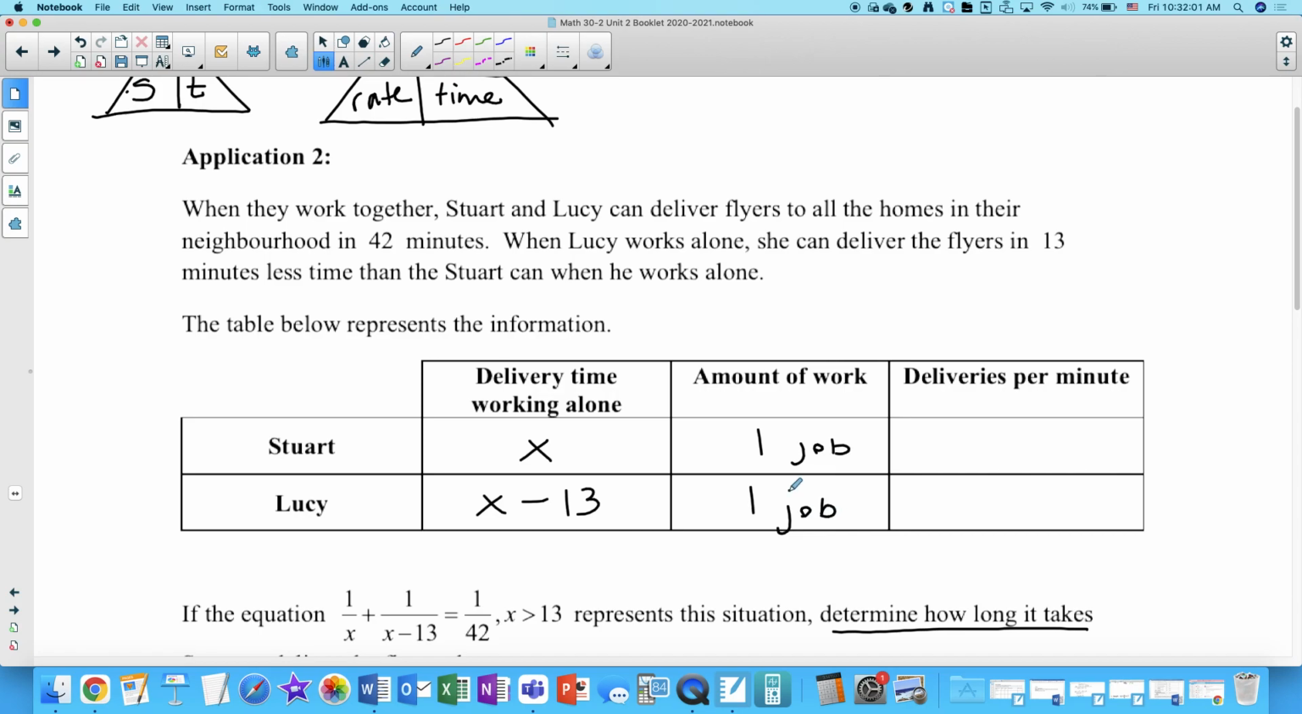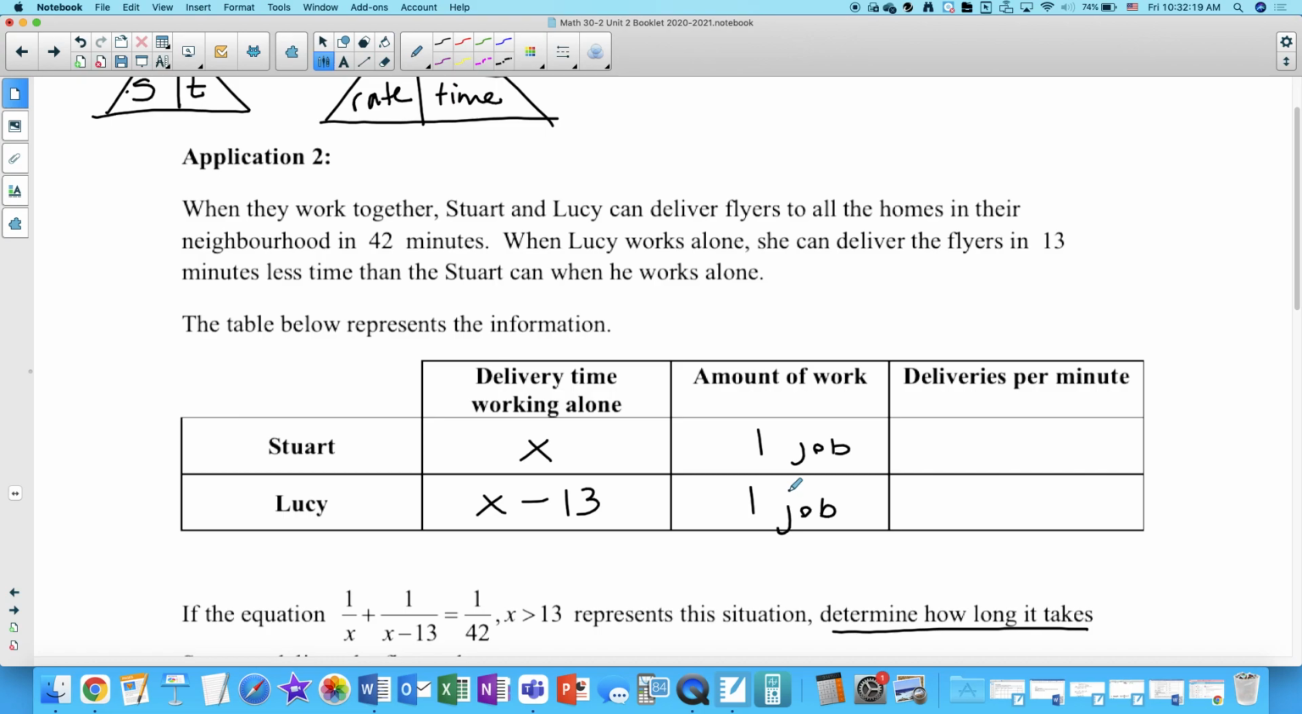One job of delivering all the flyers. Okay, now that is really a tricky part to this. That's the hardest part to these types of work questions. And that's why we're going to go through a whole variety of different questions, so you can see maybe what to look for.